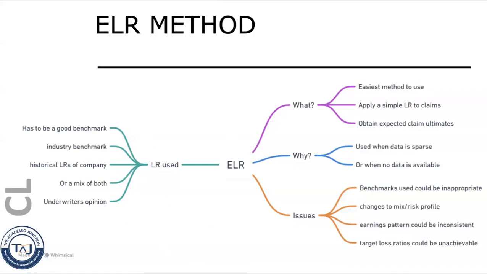It's the estimated loss ratio method, wherein we project the ultimate loss ratio that we expect from a portfolio, and using that we calculate the future reserves. Correct. Now, what is the loss ratio that you use? What's it called? There's a name for that loss ratio. It's called benchmark. Okay, right? Now, why is it used? Why do you use the ELR method?